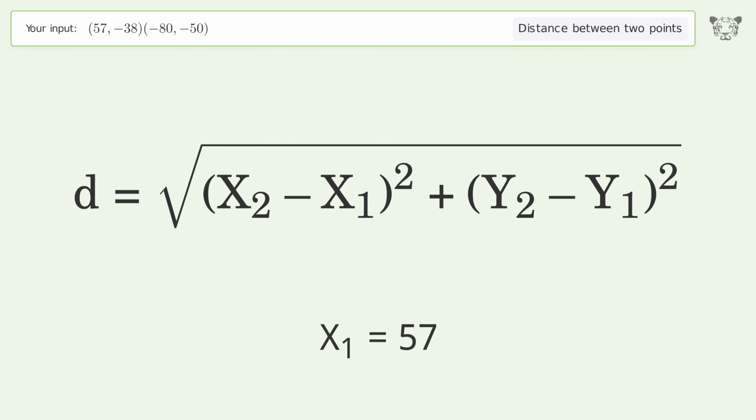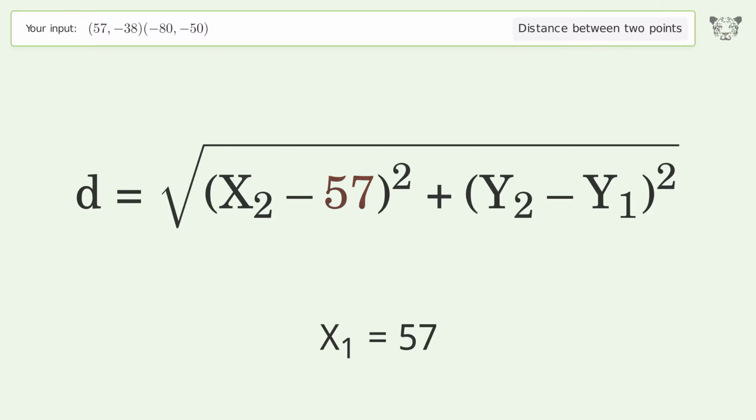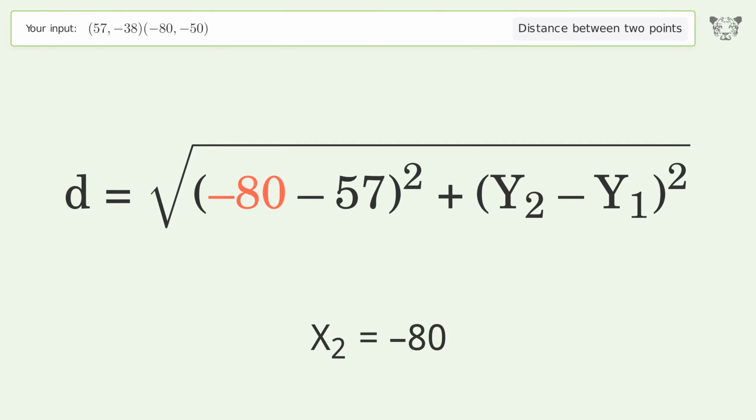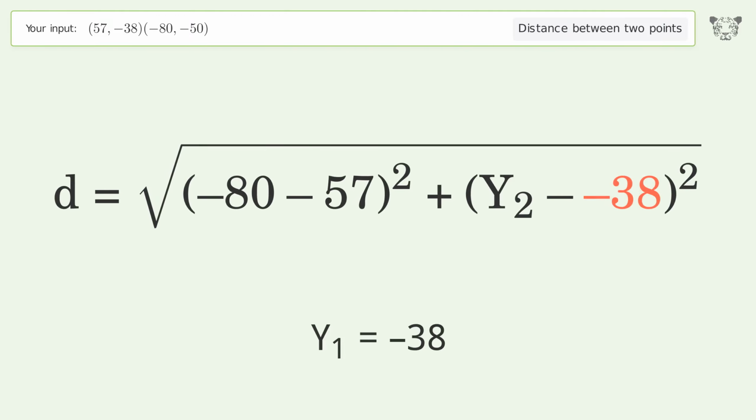x1 equals 57. x2 equals negative 80. y1 equals negative 38. y2 equals negative 50.